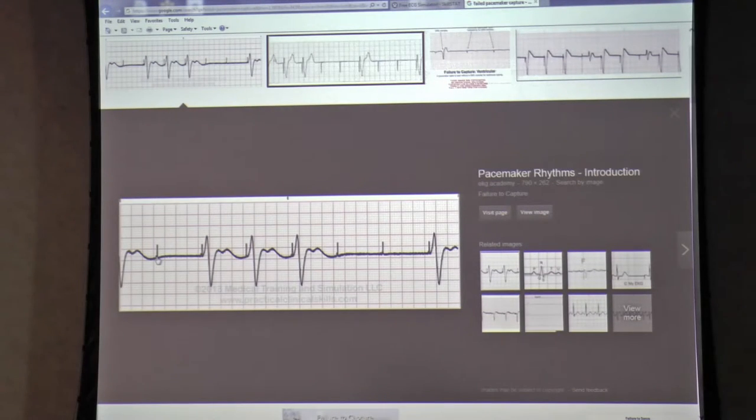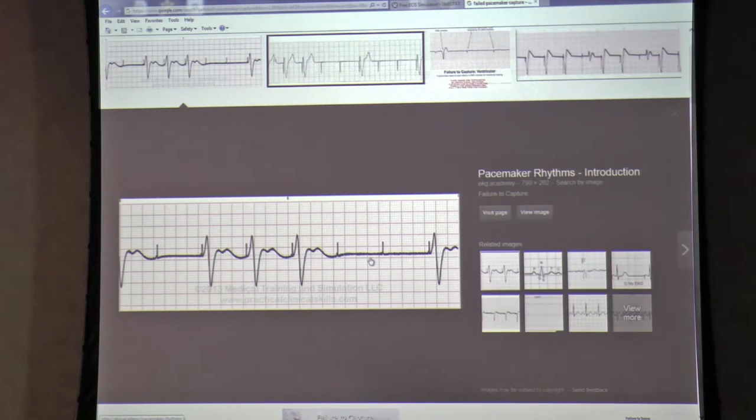So here you see you just have pacer spikes. Is this coming up on the screen? Yeah. You see you just have a spike with no QRS after it. And then these captured, these didn't. This could happen more commonly when we externally pace someone and we don't have the energy high enough. But it could also happen if someone calls you and says, I have a pacemaker, I don't think it's working, I feel very weak and dizzy. And you put them on a monitor and you see just pacer spikes with non-conduction, okay?